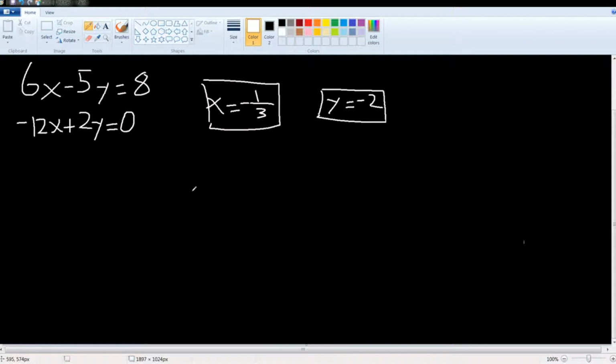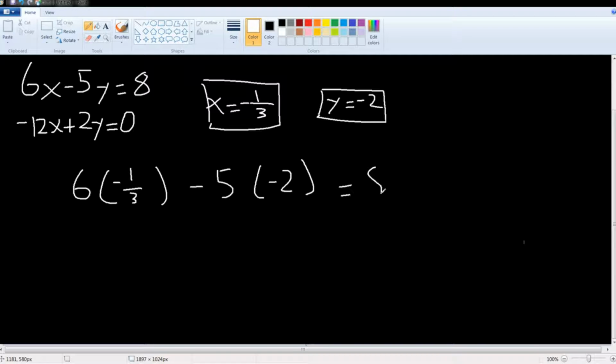When it comes to math, it's always important to check your work. So let's do exactly that. Let's plug these values into the equations and see if they actually equal each other. So let's do that. So 6 times negative 1/3 minus 5 times negative 2 should equal 8. 6 times negative 1/3 is negative 2, minus 5 times negative 2, which is plus 10, is equal to 8. Negative 2 plus 10 is 8. Right, this is equal, so the first equation is fine.